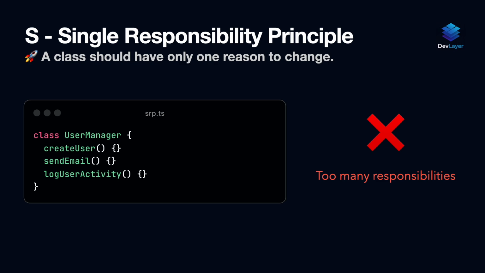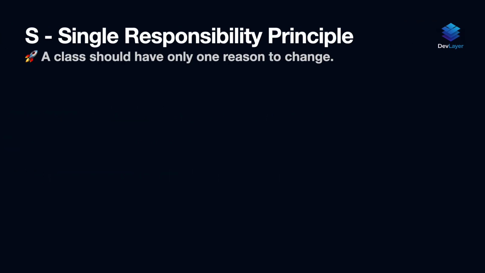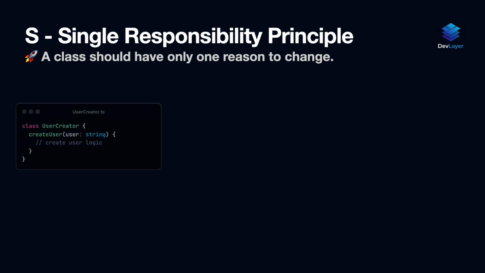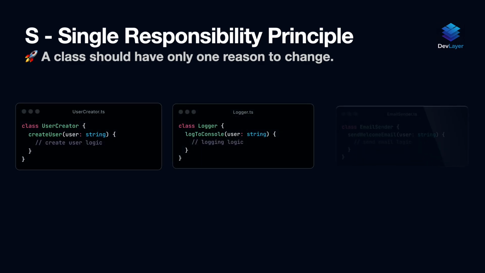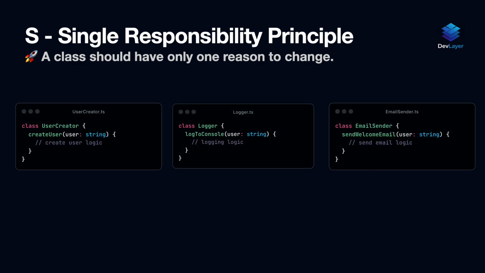So a better design is to separate these responsibilities into their own classes. So we can have a user creator class, a logger class, and an email sender class. Now each class does one thing. So if the email logic changes, you only touch the email sender class. And if logging needs to be updated, you update the logger class. So the responsibilities are isolated, and this makes your code easier to understand and maintain.